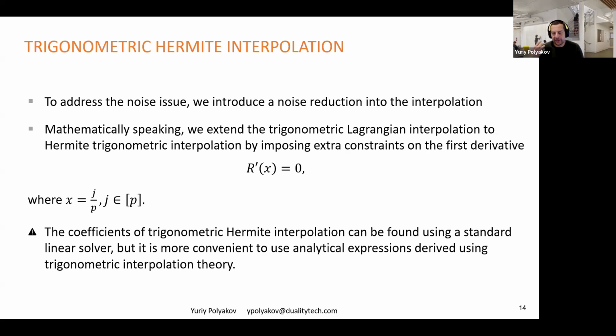So we can set the first derivatives to 0, and make sure that we get quadratic noise reduction as part of evaluating these functions. So mathematically speaking, we're transitioning from a trigonometric Lagrangian interpolation to trigonometric Hermite interpolation. In this case, that's the method from the mathematical perspective.